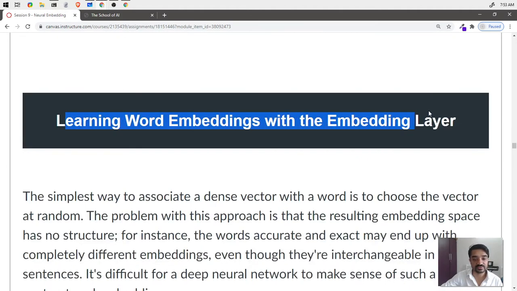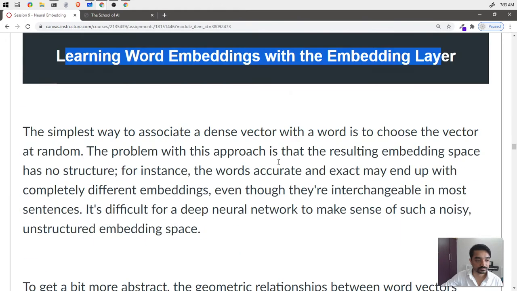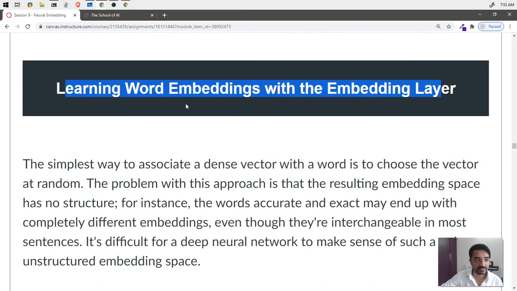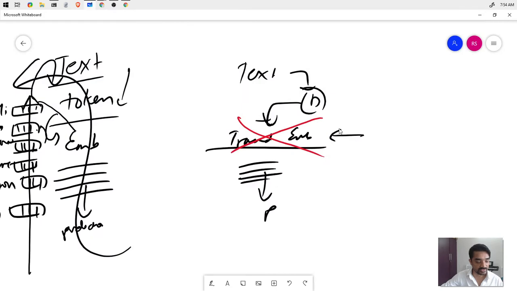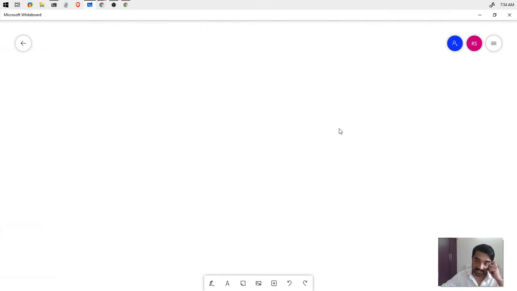Now, learning word embeddings from the embedding layer. Before we look at it, we're going to take a 5-minute break, but immediately after that, I'm going to explain what an embedding layer is, because that is a very important concept, and you really need to know the difference between a normal layer and an embedding layer. Okay, so we're going to take a 5-minute break, and we're going to start from there.